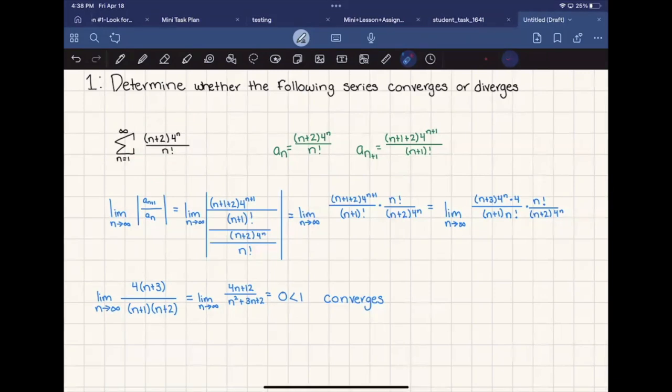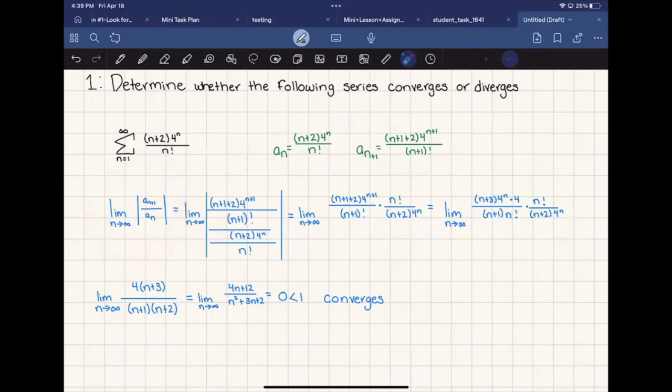Now, something important to remember with our ratio test is that we are trying to find the limit as n approaches infinity for the quantity with the absolute value of a sub n plus 1 divided by a sub n. So that's what we have right here.